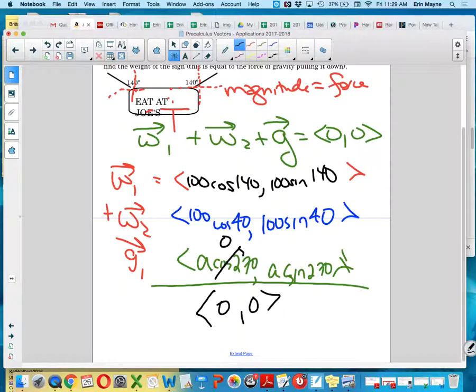Now listen, don't miss the logic behind this. 140 and 40 have the same reference angle, agreed? Correct. Okay, but if I have 40 here and 140 here, their cosines are opposites. So these two better be opposites because they are supposed to add up to 0. What is the sine of 270? Negative 1. So this is really negative A.